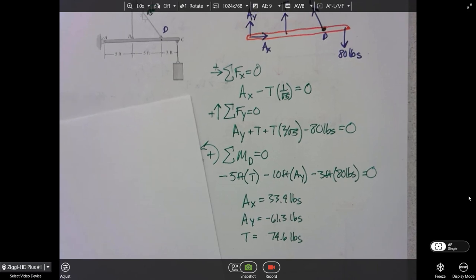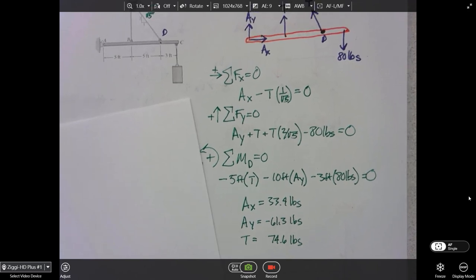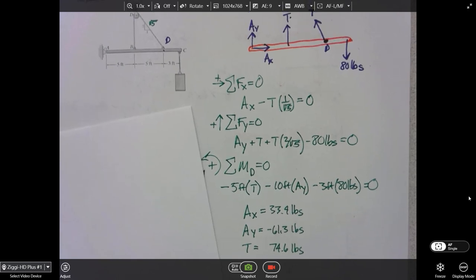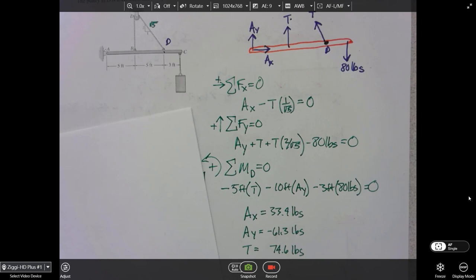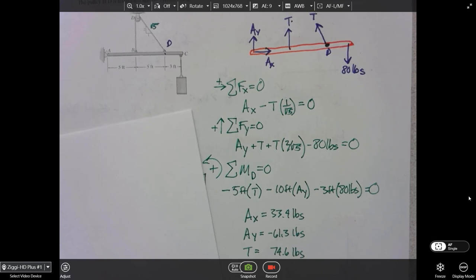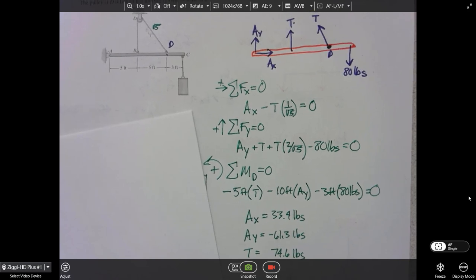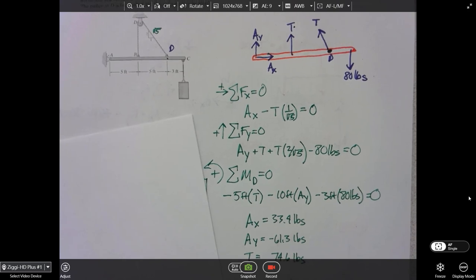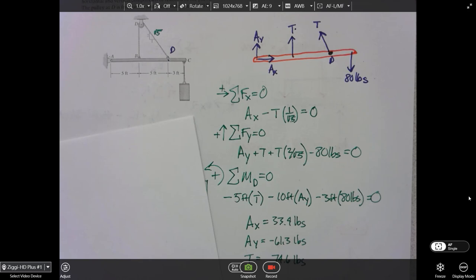Moments. Sum the moments about point D. Yeah. Good work. Why are we summing about point D, everybody? Because it gets rid of the angled ones. Gets rid of the angled ones. And Andy doesn't like trig. Right? So if we sum about D then, what'd you have, Nick?